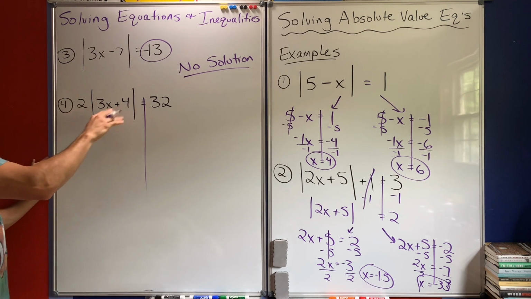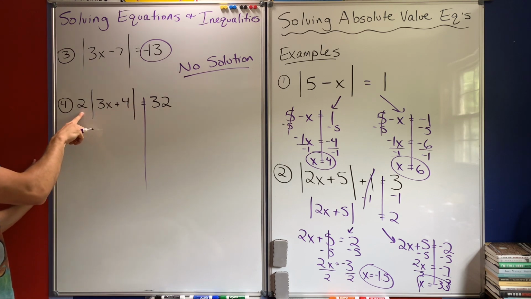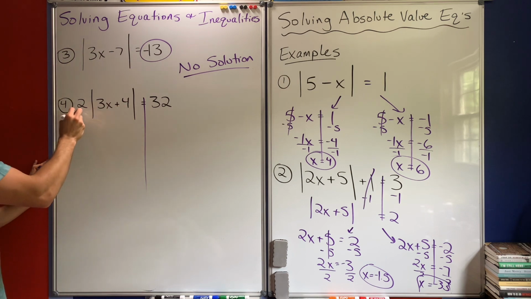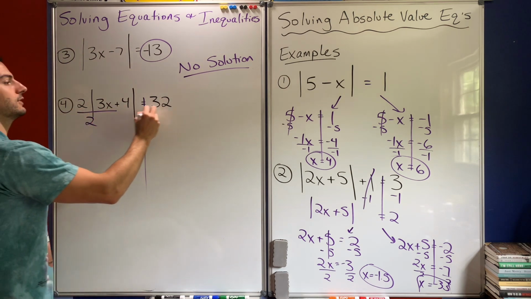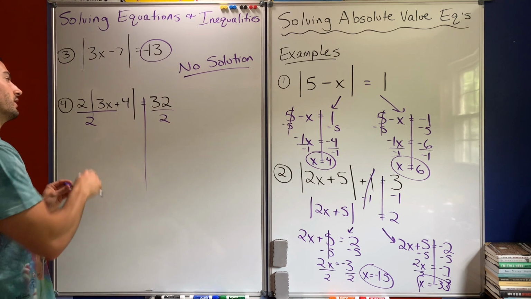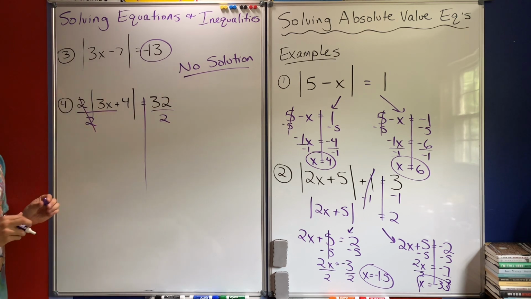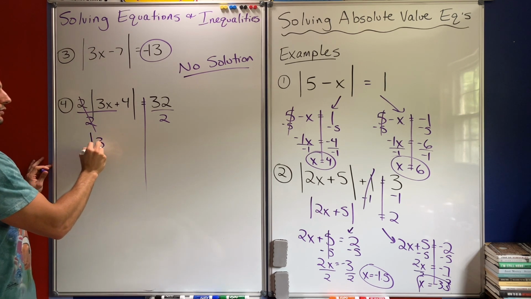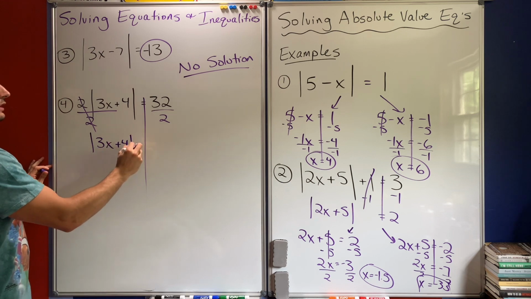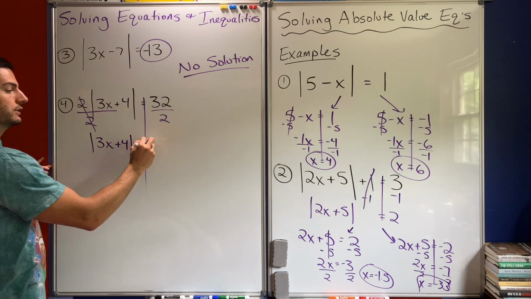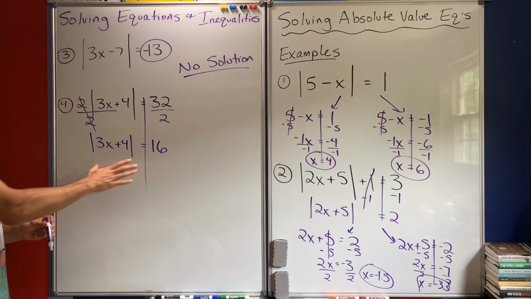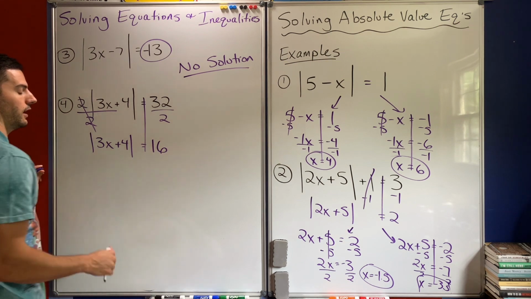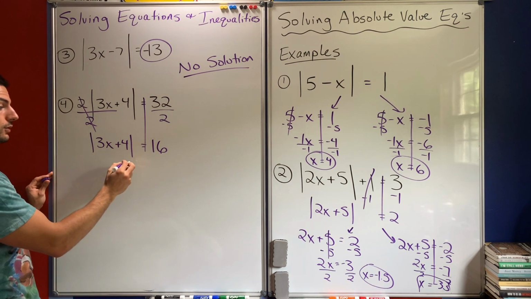But here, right, it's not negative, okay? And I have something that I need to cancel before I split the equation up, okay? So I need to divide both sides by 2, okay? Because that is not part of the absolute value. So I cancel it, okay? I cancel it, and then when I do that, I'm left with absolute value 3x plus 4 equals 32 divided by 2 is 16. And now, right, it's not equal to a negative, so it is going to have some solutions, okay?